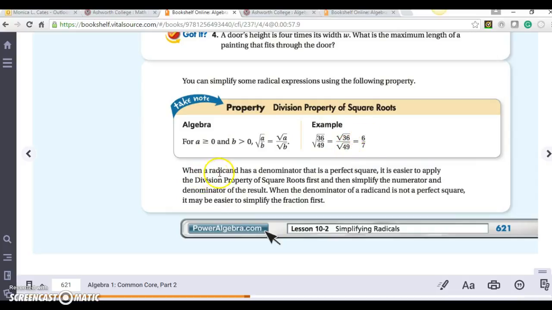When a radicand has a denominator that is a perfect square, it is easier to apply the division property of square roots first, then simplify the numerator and denominator of the results. When the denominator of a radicand is not a perfect square, it may be easier to simplify the fraction first. So let's look at some examples.